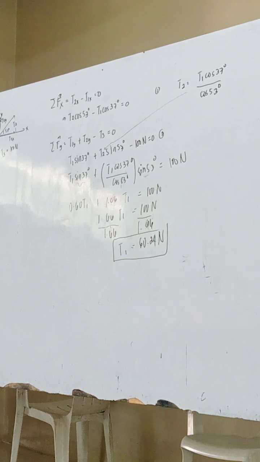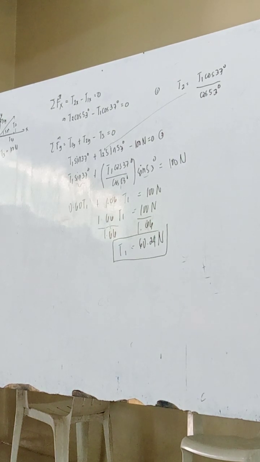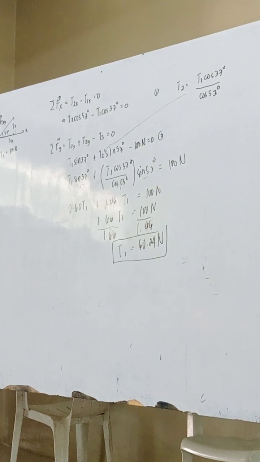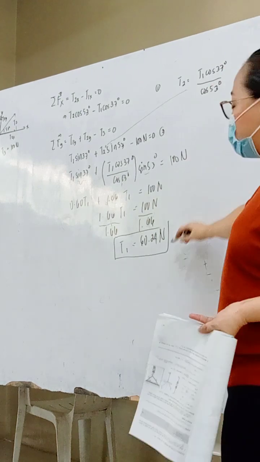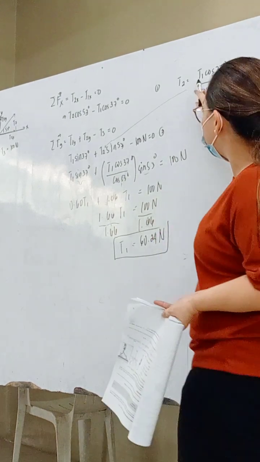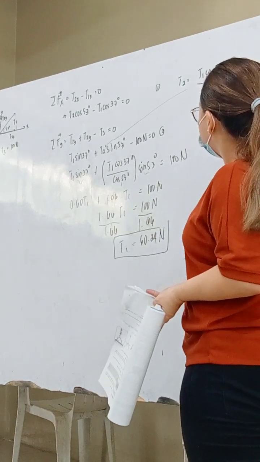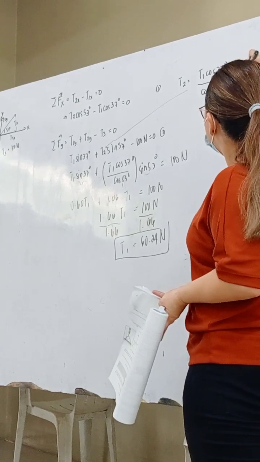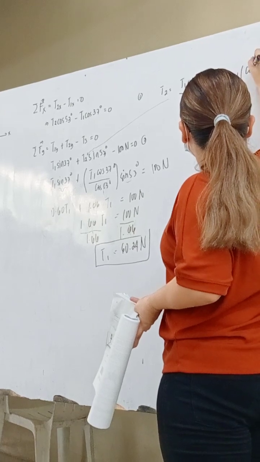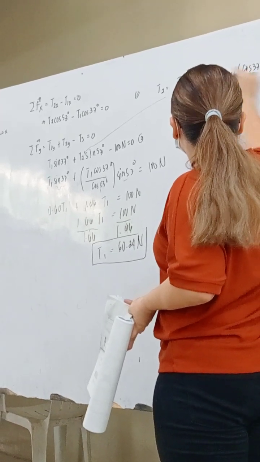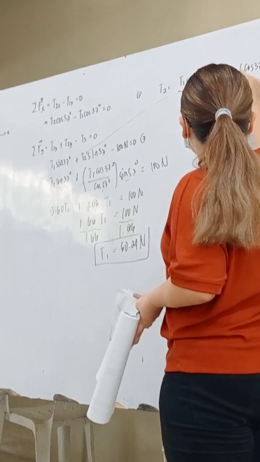Make sure the calculator is in degree mode. So that is T1. Then, to solve for T2, we substitute: 60.24 Newton times cosine of 37 degrees, then divide by cosine of 53.